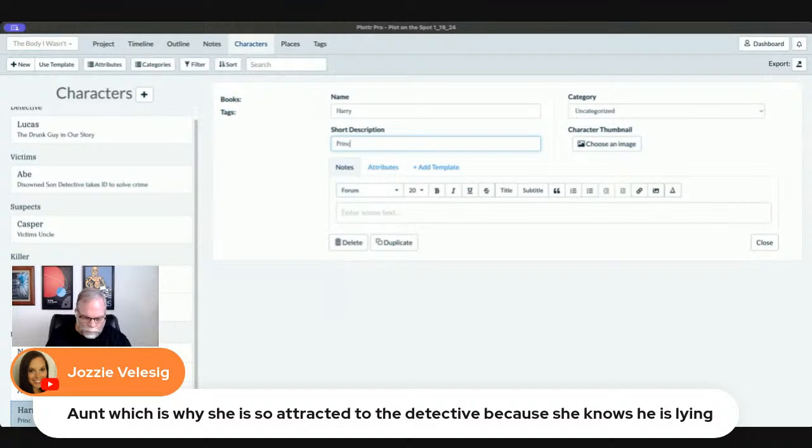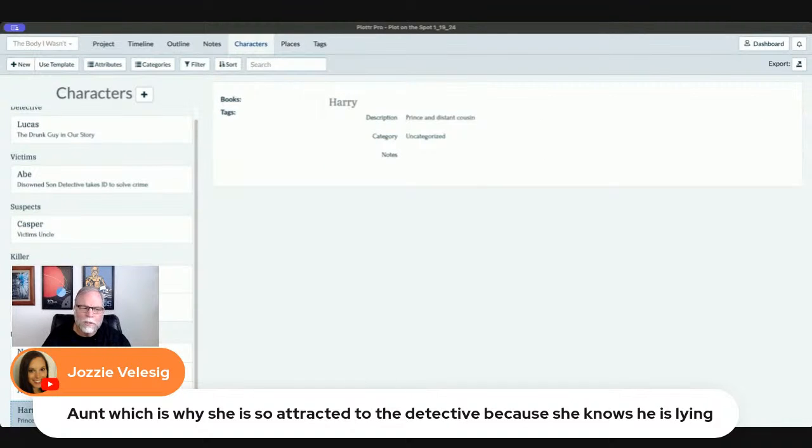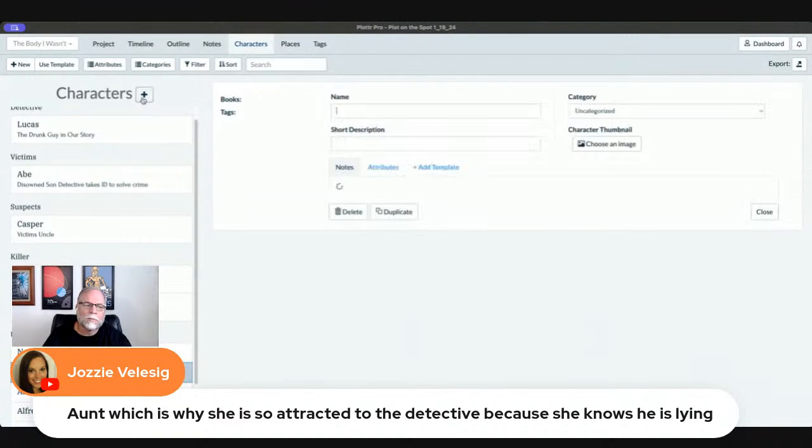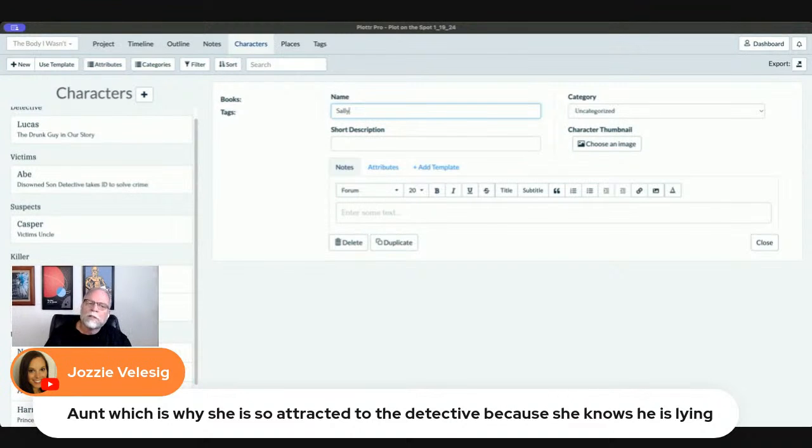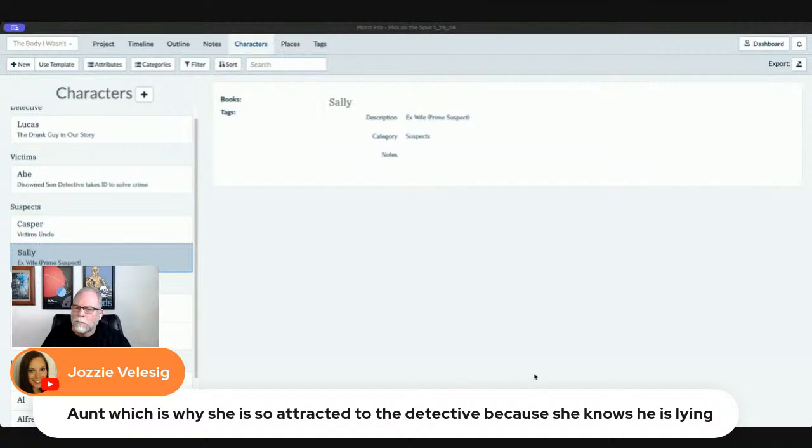Harry is prince and distant cousin, maybe married to someone named Megan. I don't know. We'll make that up as we go along. Okay. So there might be an ex-wife. That is true. We could have an ex-wife, and that would make an interesting suspect. So let's just add an ex-wife. We'll just call her Sally for ease, and we'll say this is an ex-wife, and we'll call her one of the prime suspects because the police and the detective are always going to be believing that the partner is the prime suspect, right? Okay.